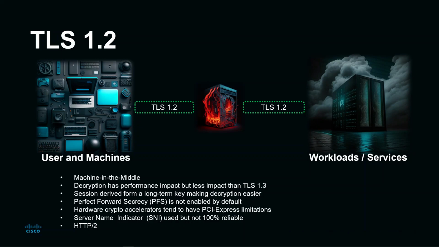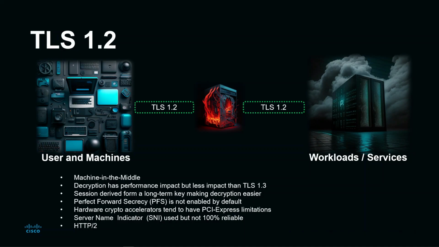What makes TLS 1.2 a lot easier to decrypt is that sessions are derived from a long-term key, and therefore there's not as much re-encryption and decryption that's taking place. And this is really done with perfect forward secrecy, which is not enabled by default with TLS 1.2. Now, we use hardware crypto accelerators to help drive the ability to decrypt faster without as much of a performance impact, but there's some limitations in most hardware today, and that's the PCI Express. We're going to get into that a little bit more detail later.